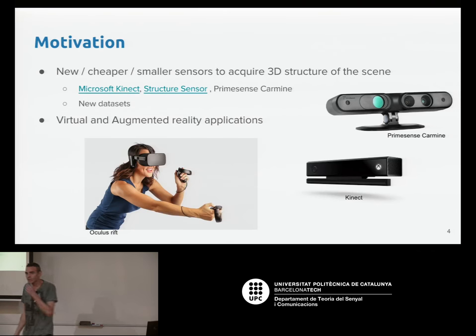So let's start with the motivation. The main motivation for using 3D is that new sensors have appeared, which are cheaper, smaller, and with more resolution, basically Kinect, Structure, or PrimeSense. And this has allowed for new datasets to be created. And as soon as new datasets are created, then you can think about doing some learning on it. And then, on the other hand, there are several applications, mainly virtual and augmented reality, that involve this 3D representation. Now, you know about virtual reality, that you immerse yourself in a 3D environment. So 3D data is starting to be common because of these datasets, and important because there are applications that involve 3D.